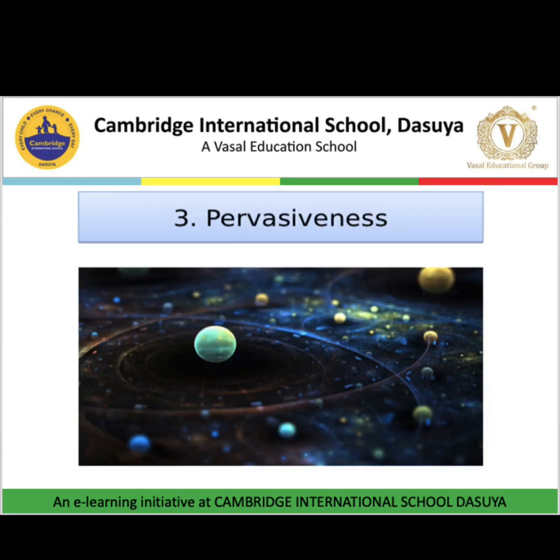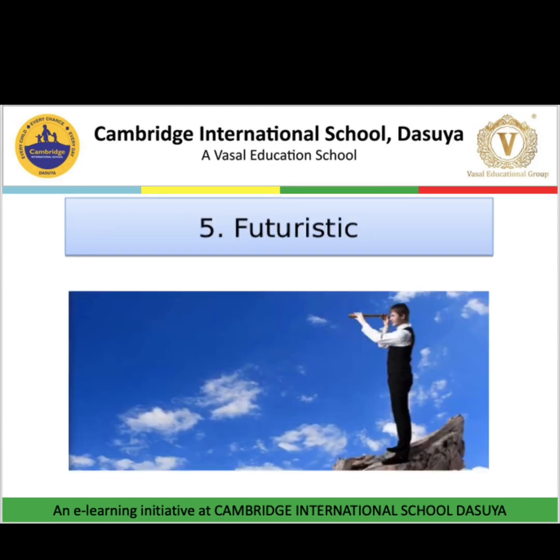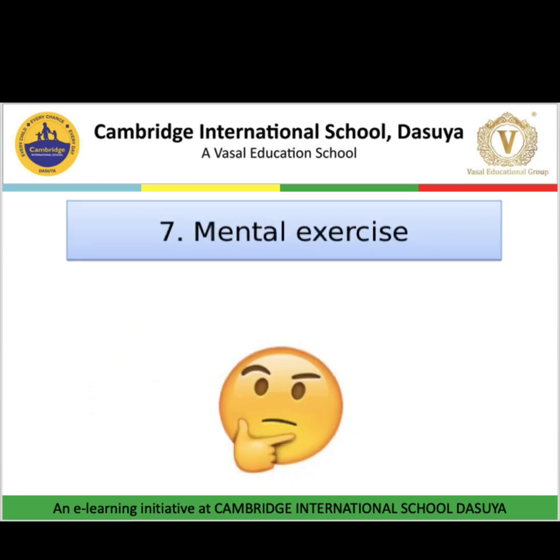Planning is pervasive, it is universal, everywhere applicable, whether it is a private organization or government organization, at top level, middle level, or lower level, everywhere planning is required. Planning is a continuous process. It is a never ending process. As long as the business exists, planning is required. Planning is futuristic. It is always for the future, never for the past. Planning involves decision making. Here the manager has to choose the best course of action among other choices. Planning involves mental exercise where a manager uses his mind, his intelligent imagination, sound judgment, etc.